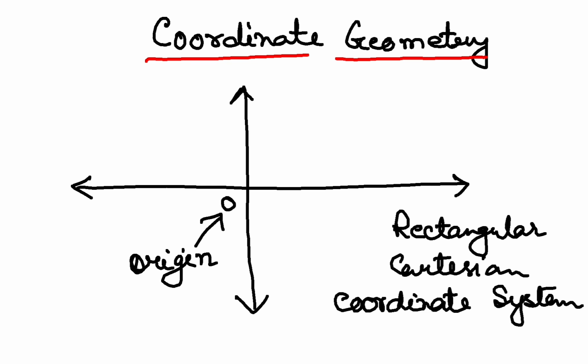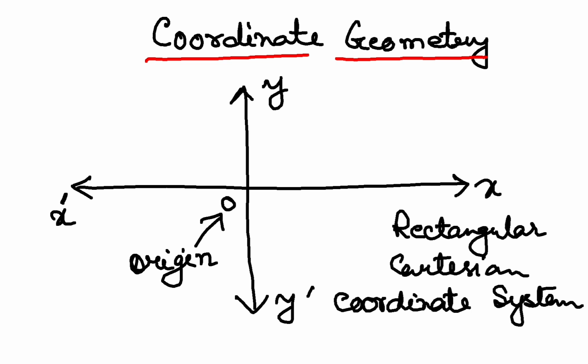On the right side, the horizontal line is called the x-axis, right? So right side you have a positive x-axis, this is negative x-axis. You all know these concepts. This is positive y-axis and this is negative y-axis. Okay, so this is my coordinate system.